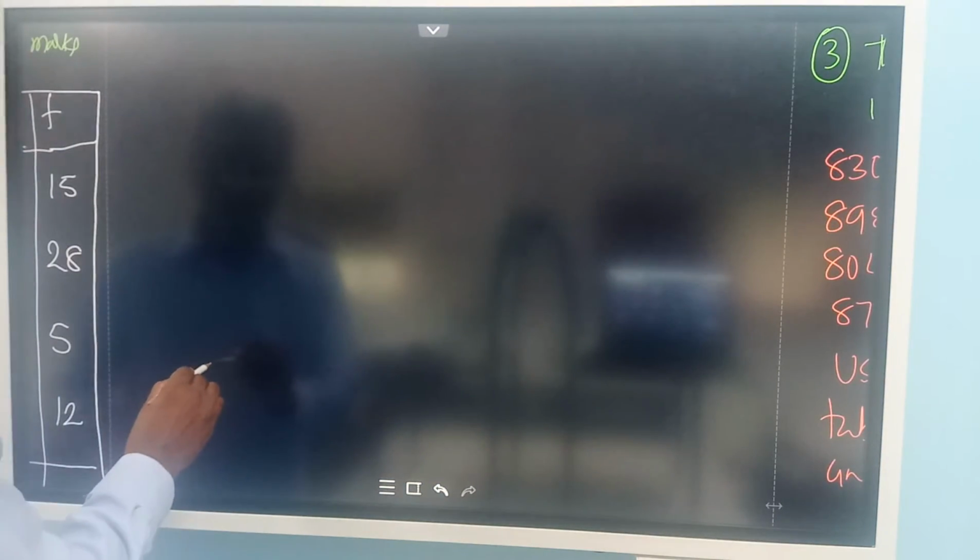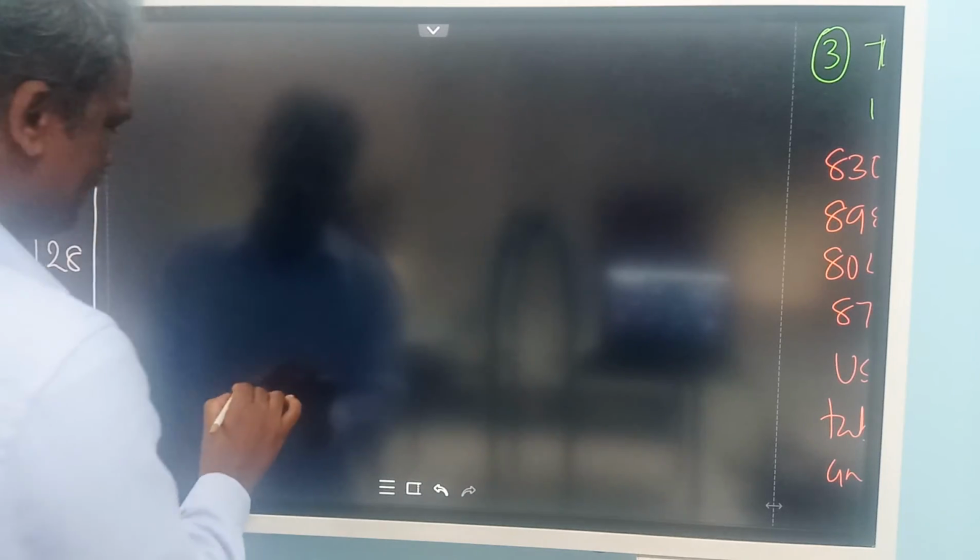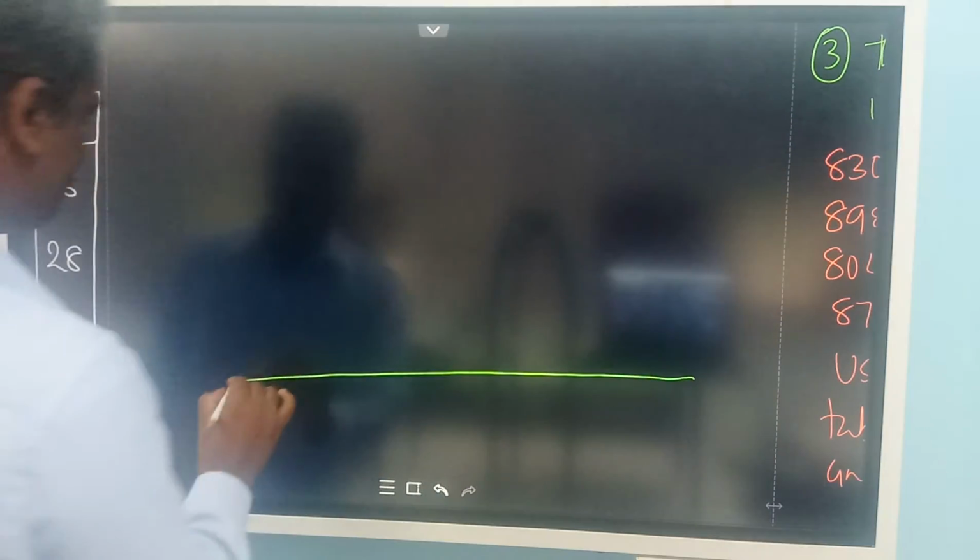So let us draw the diagram to show the bar graph here. You can draw one horizontal line and a vertical line, like this.